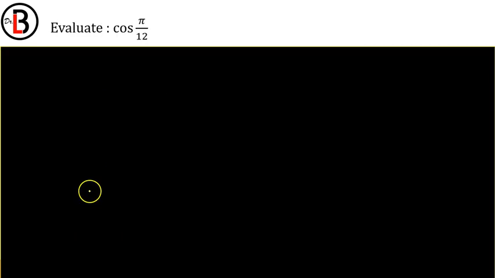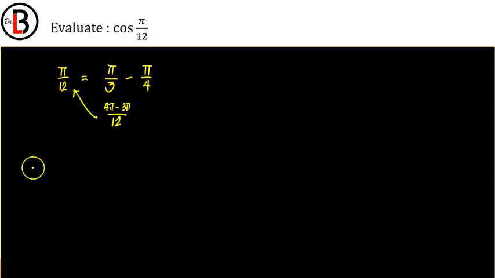Let's try another one. Evaluate cosine of pi over 12. The thing is, pi over 12, if I don't ask you to convert it to degrees, you can say that the factors that give us 12 as a denominator are 3 and 4. So if I think of numbers that when I add or subtract give me pi over 12, maybe it's pi over 3 minus pi over 4. So let's try. Pi over 3 minus pi over 4, the LCD is 12. 12 divided by 3, 4, that's 4 pi minus 3 pi. That's correct. It gives us pi over 12.